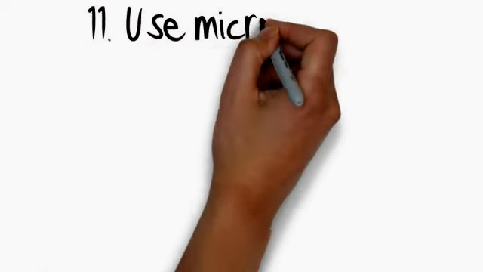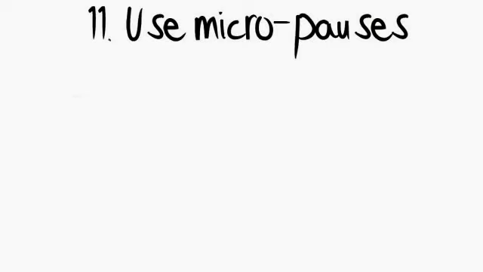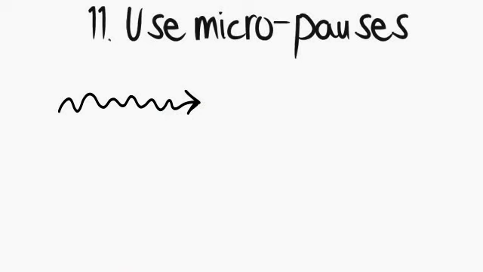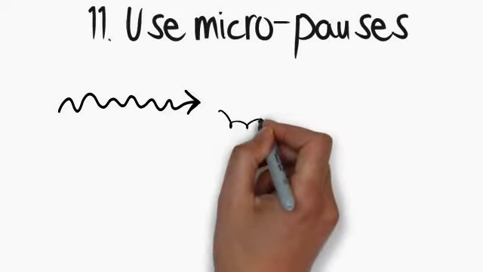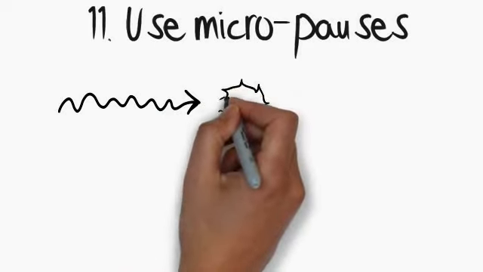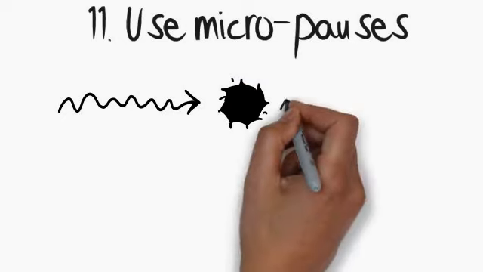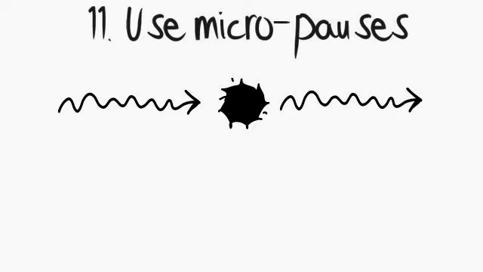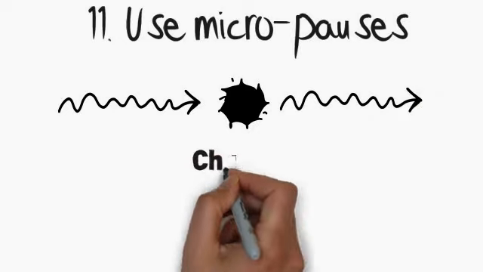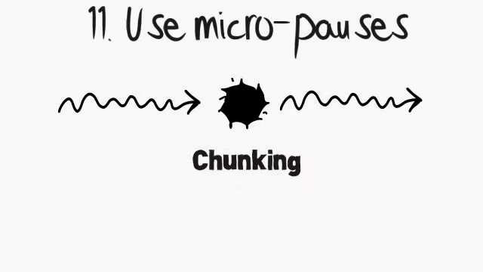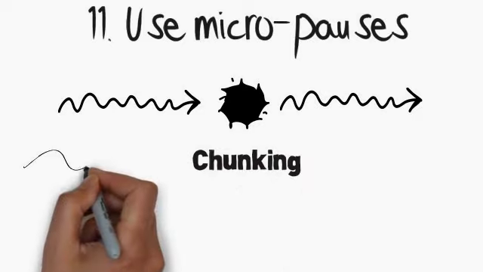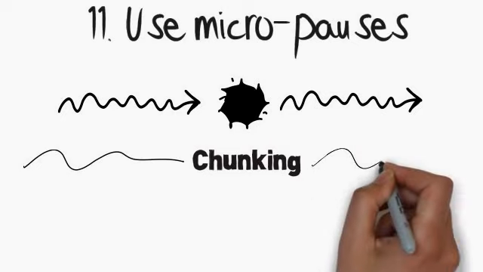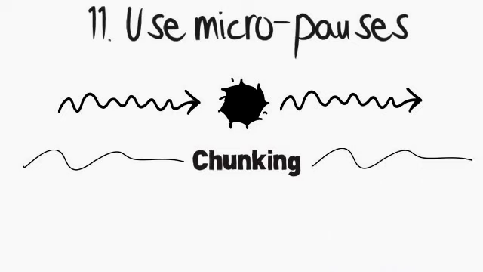Number 11. Use micropauses. The long dramatic pauses you might use for effect in a face-to-face presentation don't work so well in a webinar context. That's because attendees might be concerned that they've lost the sound. Instead of long dramatic pauses, use micropauses. You can build micropauses into your speaking by chunking. Chunking is speaking in short bursts of words with silence in between. A chunk of words can be a phrase or a short sentence.